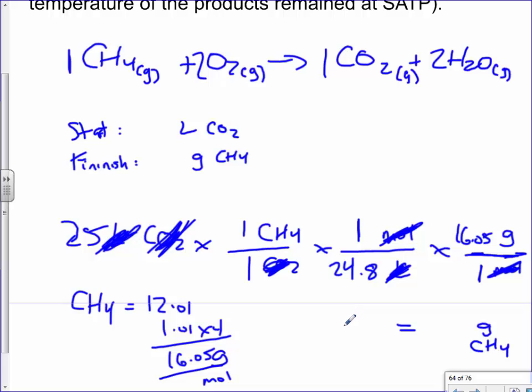And I believe you only get 2 sig digs because 25 liters only has 2 sig digs. So I get an answer of 16. Anybody else get 16? So here's what I've shown you today. We now have a way to figure out how heavy gases are.